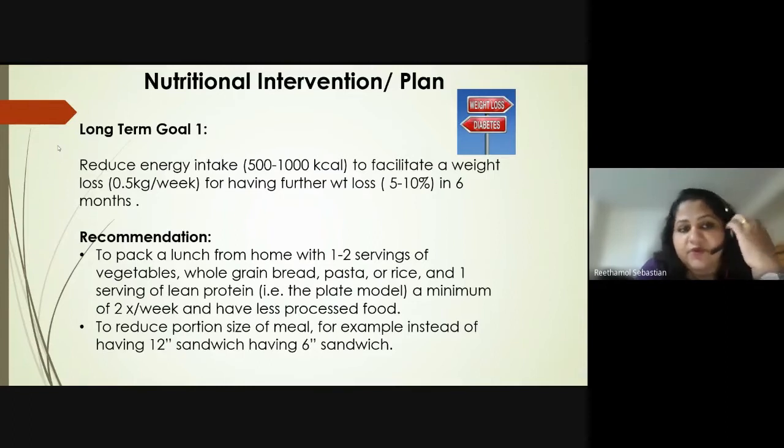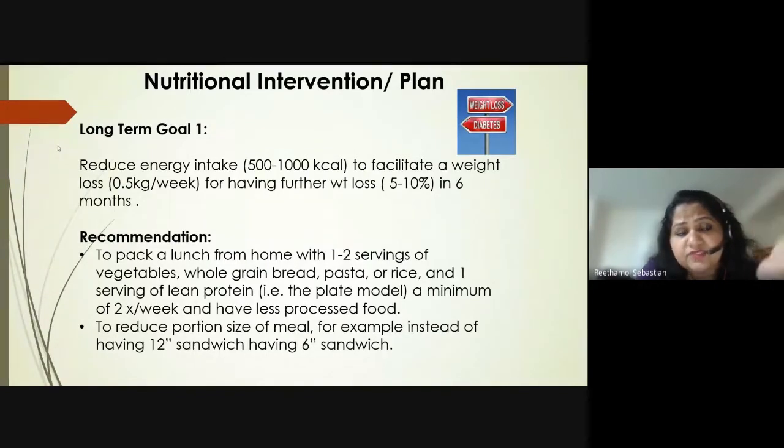So how are you going to attain that? There should be a goal and how you are implementing it. Planning and implementation: the plan is the goal, and the implementation is the recommendation, how you are going to achieve that goal. Pack a lunch from home with 1 to 2 servings of vegetables, whole grain bread, pasta or rice, and 1 serving of lean protein. That means the plate model: half the plate has to be vegetables, a quarter starch, and a quarter meat protein, for a minimum of 2 times per week, and have less processed food.